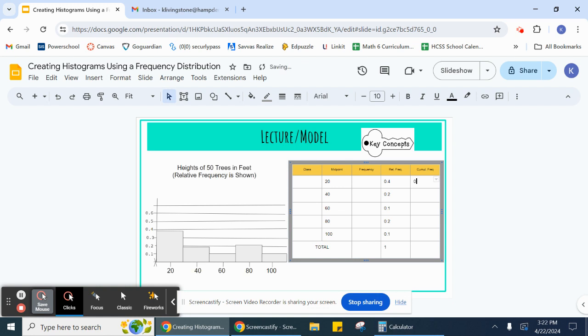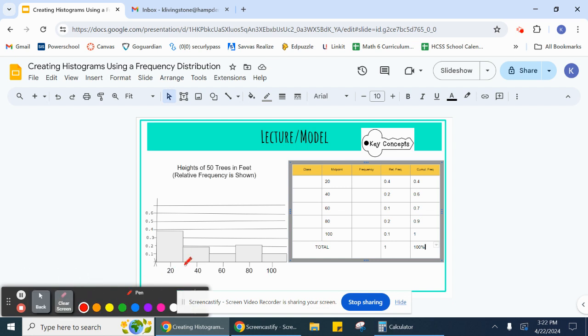We have 0.4 to start. Add 0.2, we have 0.6. Add 0.1, we have 0.7. Add 0.2, we have 0.9. Add 0.1, and we have 1 whole. So that totals to be 100%. Now we need to find our classes.